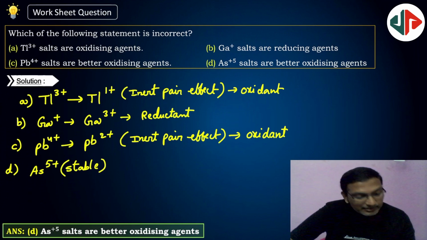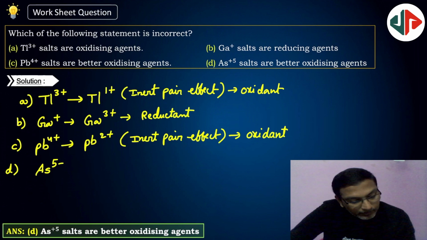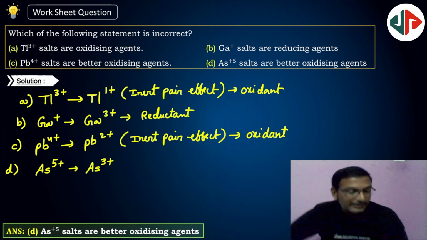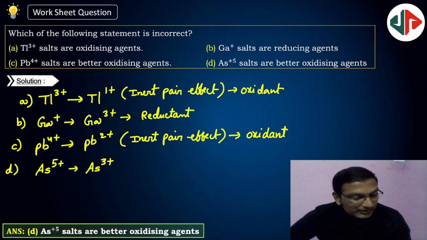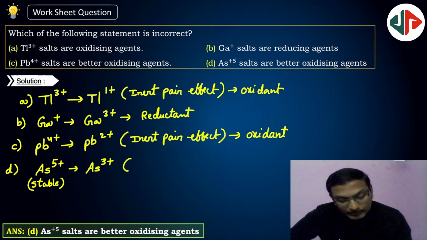Common oxidation state is, I'll write once again, As +5 changes to +3, but this is a non-spontaneous process. +5 is stable, therefore no change, no reduction, therefore not an oxidant.